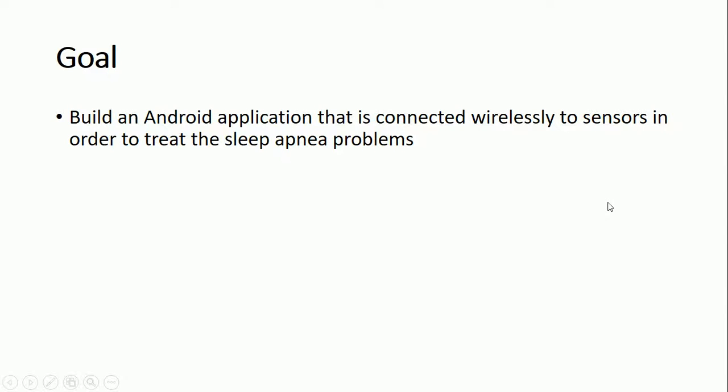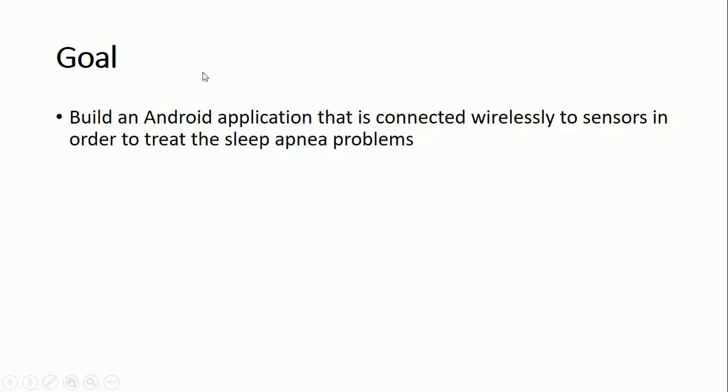So the goal of this project is to build an Android application that is connected wirelessly to sensors in order to treat sleep apnea problems. The sensor that we are going to use is the MetaWare sensor, which has lots of features to support our application, like for example temperature, heart rate, light intensity, and many more.